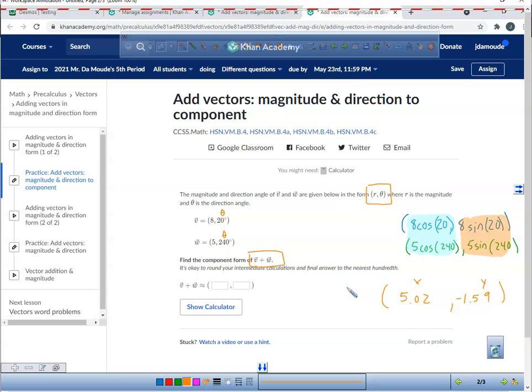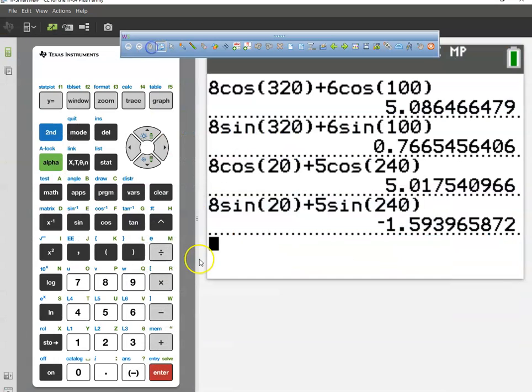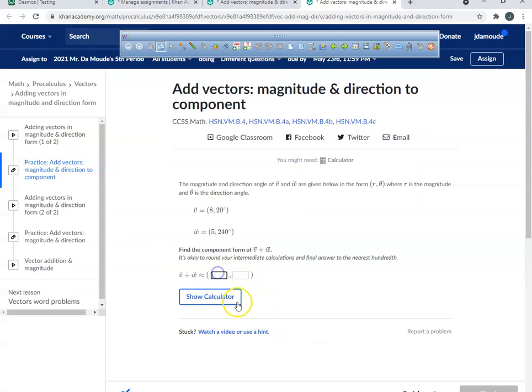I'm going to do one more. I'll look at the next one. I think all of them are adding. I think you're just adding. I don't think you have to subtract. Okay. So 5.02 and negative 1.59. 5.02 and negative 1.59.